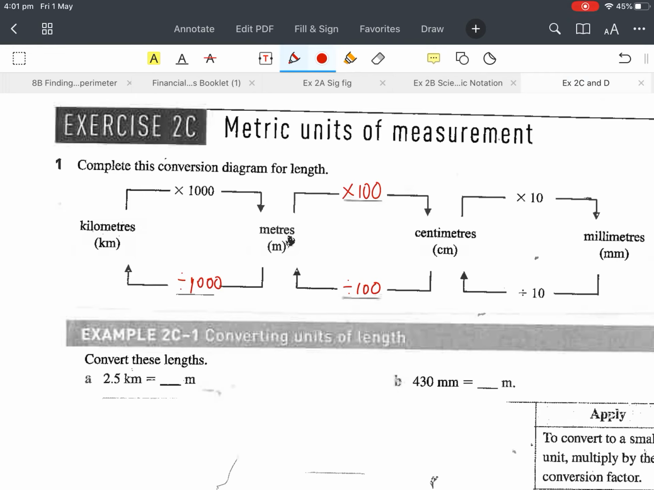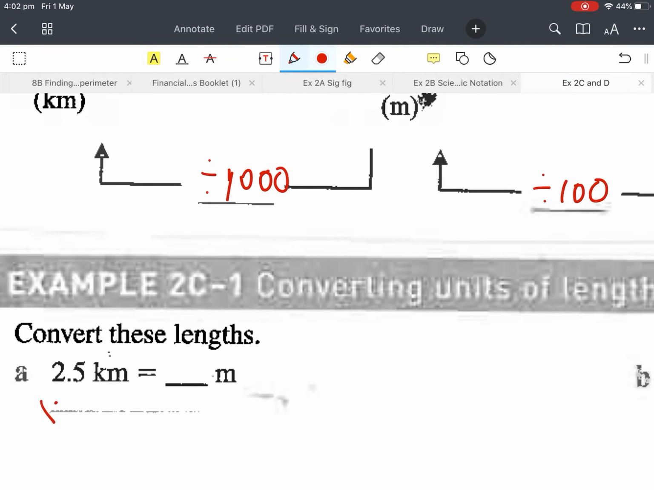I need to change 2.5 kilometres to metres. So start at kilometres, follow the arrow to metres. It's telling me to times by 1,000. So that's what I'm going to do, either using your calculator or just jump it 3 places to the right. 1, 2, 3 means I'm going to have 2 zeros after the 5. There we go, there's that one.